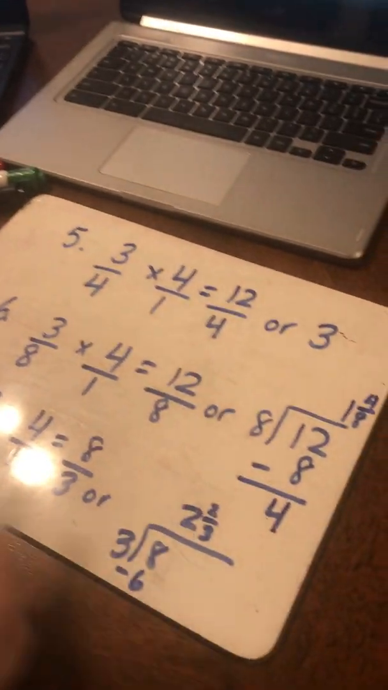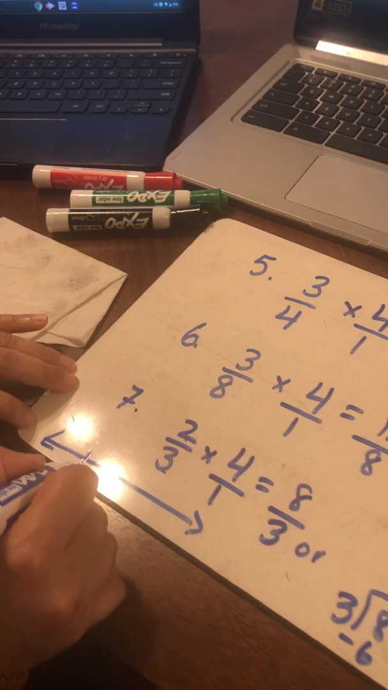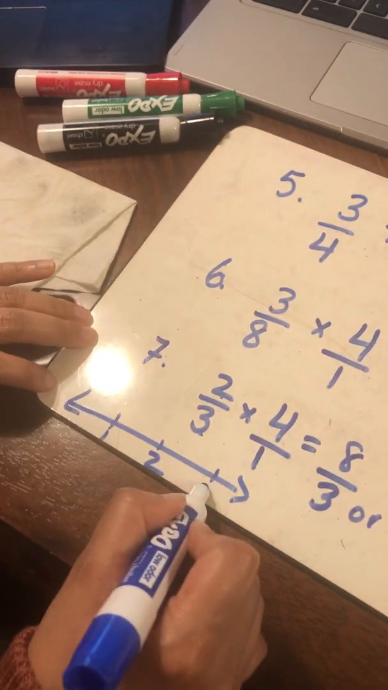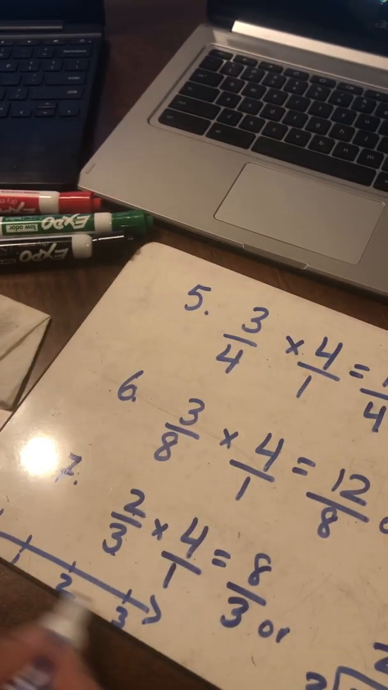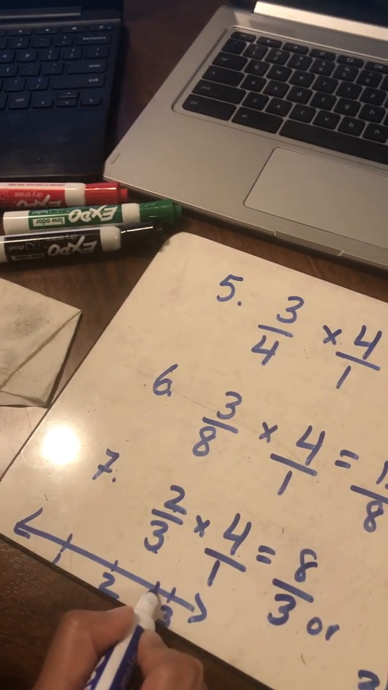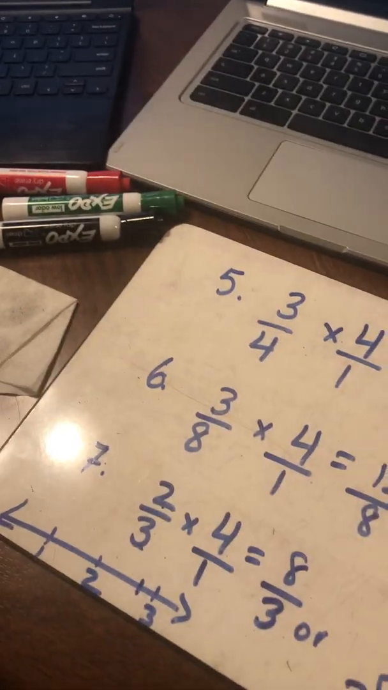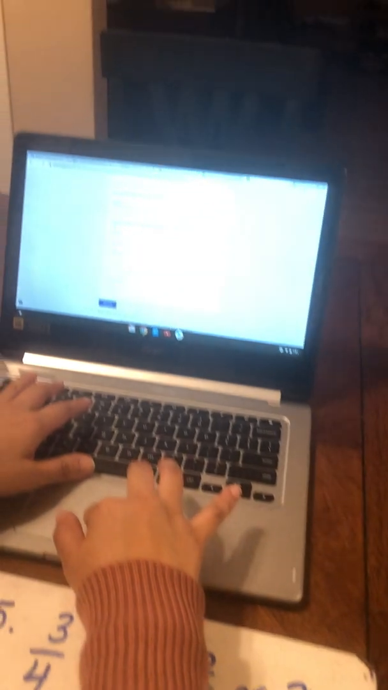Between what two whole numbers is the answer for number 7? So we're going to look at number 7. And the same thing, boys and girls. If you have, like, draw just a little number line, 1, 2, and 3. And where would 2 2/3 go on this number line? Hopefully you said somewhere in between the 2 and the 3. Okay? And that's it. That's the answer. It's going to be between 2 and 3.